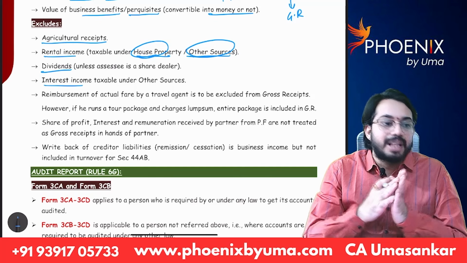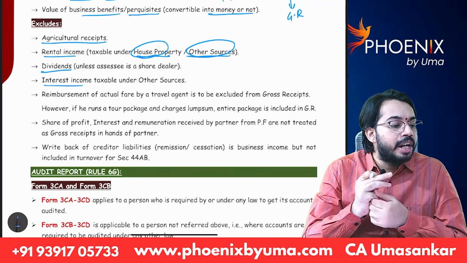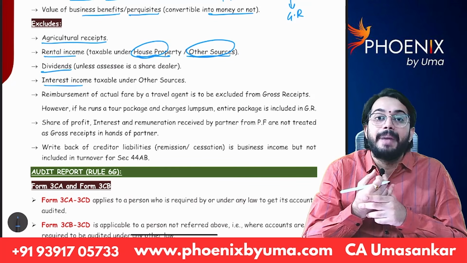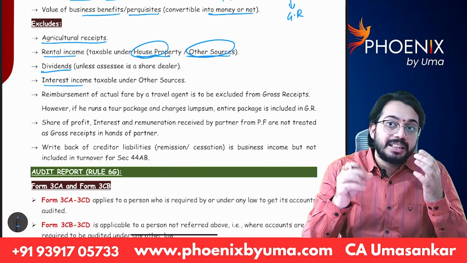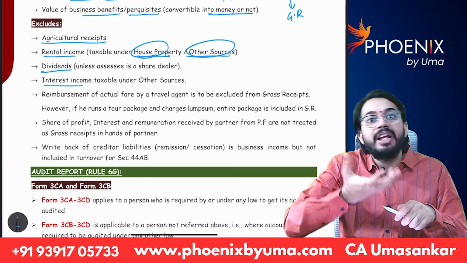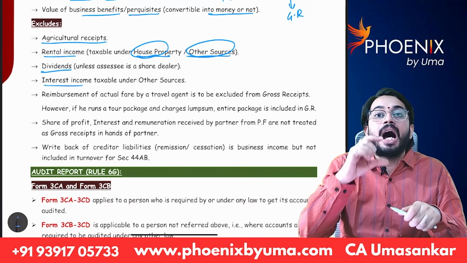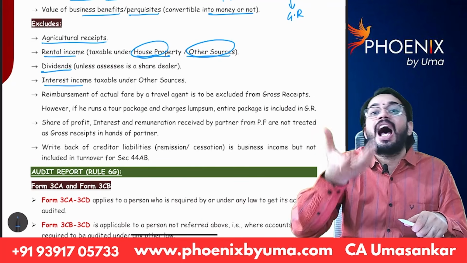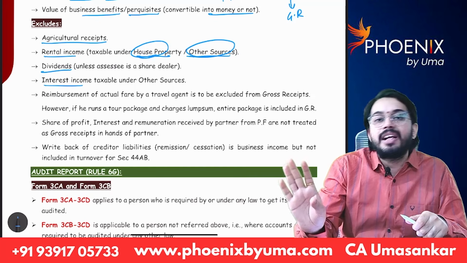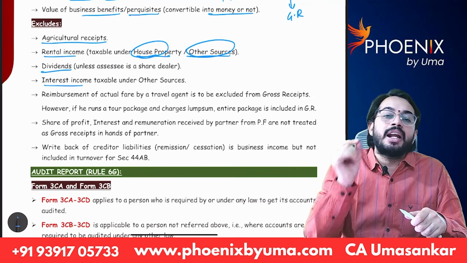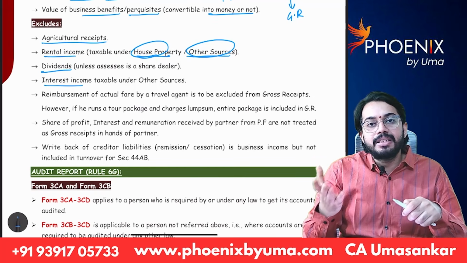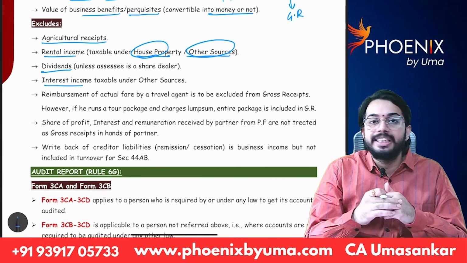Yeah, one doubt was asked. Sir, what if the agricultural land is located in urban area? If agricultural land is located in urban area, still whatever the revenue income that is received from urban agricultural land, you received agricultural income. That agricultural income is not taxable. That agricultural income is fully exempt, and that agricultural income will not be considered in calculation of gross receipts. Okay.